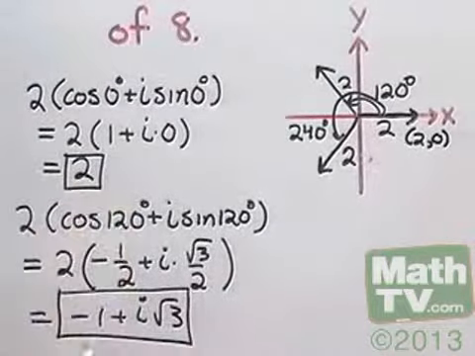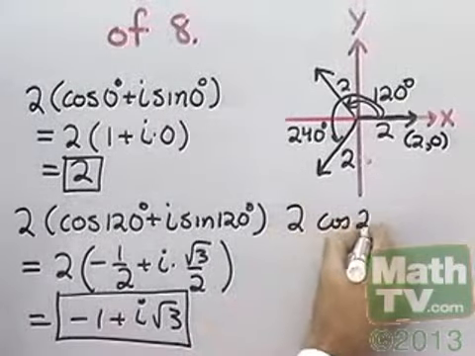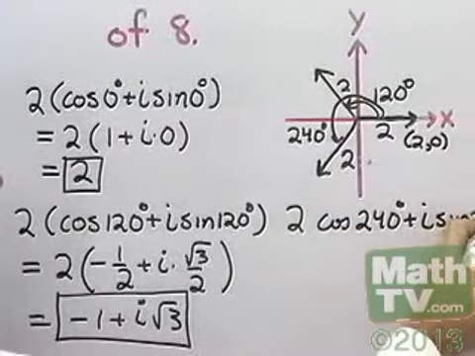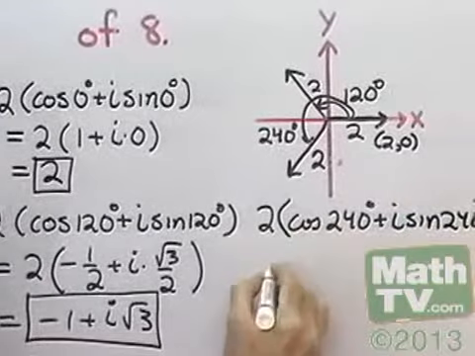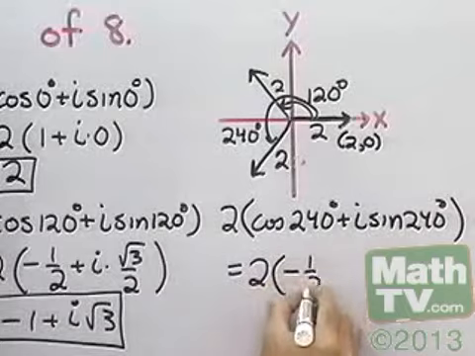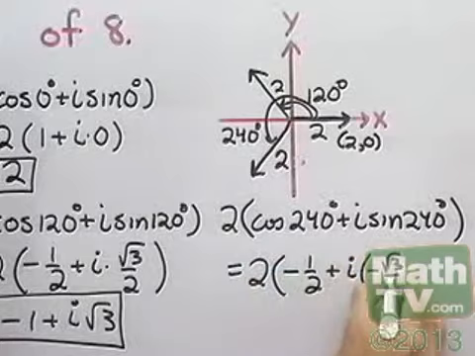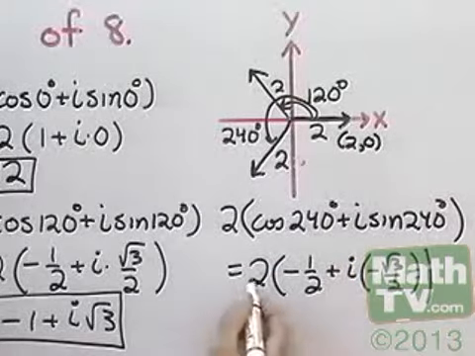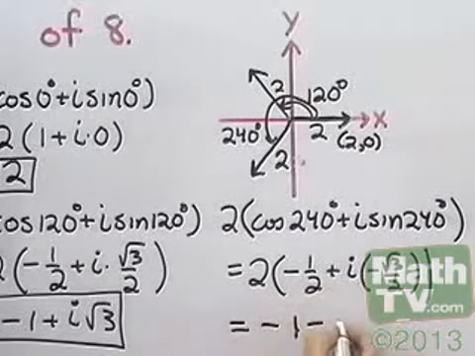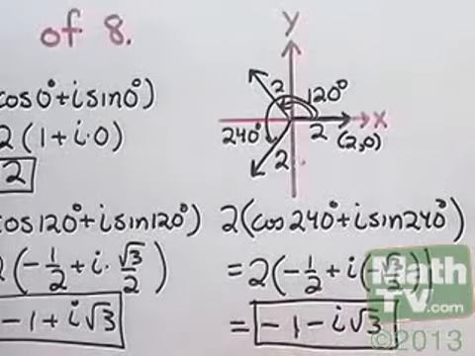Here's my first cube root of 8. And now let's find my third one, which will be 2 cosine of 240 plus i sine 240. So that will be 2 times cosine of 240, which is negative 1/2, plus i times the sine of 240, which is negative square root 3 over 2. Now I multiply 2 times this, I get negative 1. 2 times this, I get negative i square root 3. So here is my third cube root of 8.